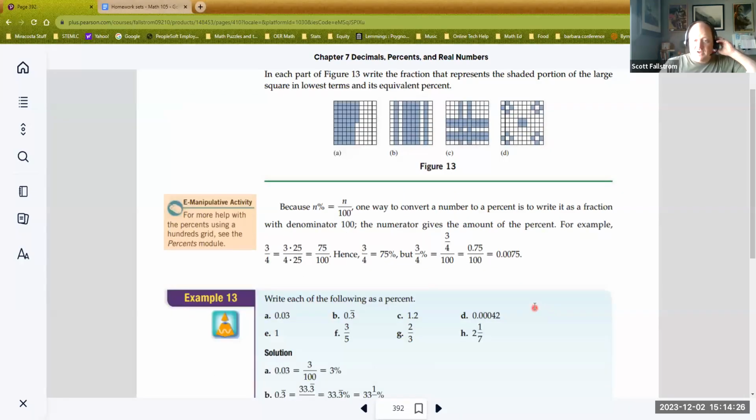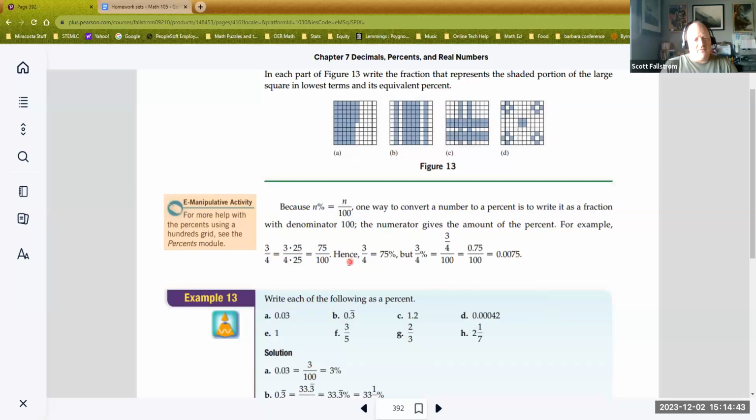That also means if you want to convert a fraction to a percent, turn it into a decimal fraction that has a denominator of 100. So 3/4, build that up to have a 100, and there you go.